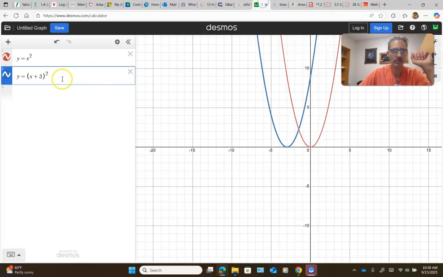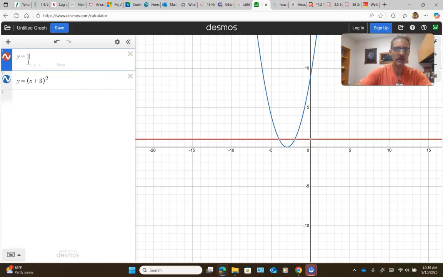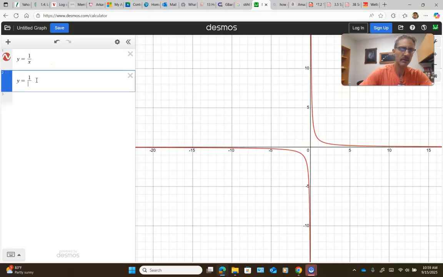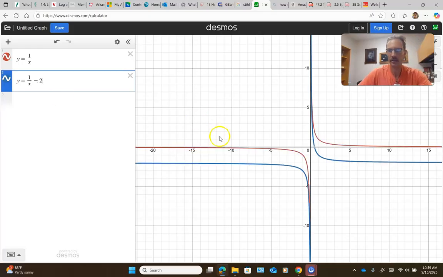But let's do this one real quick in Desmos. So our basic function is 1 over x, okay? And then our transformed function is 1 over x, and then out beside it there is a minus 2. And look at that. Blue is the transformed function, and it is shifted down 2 units, isn't it?